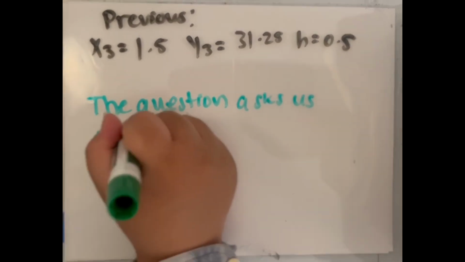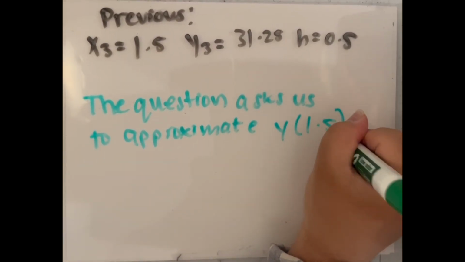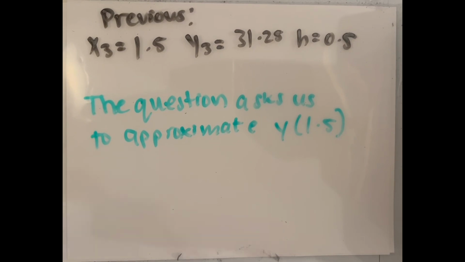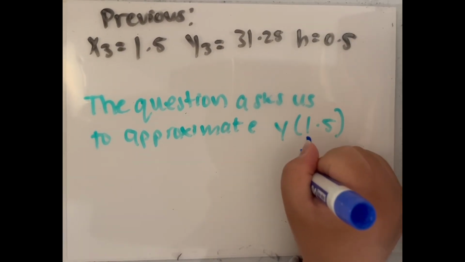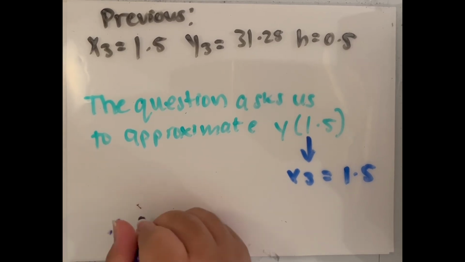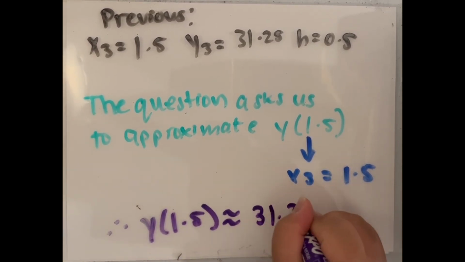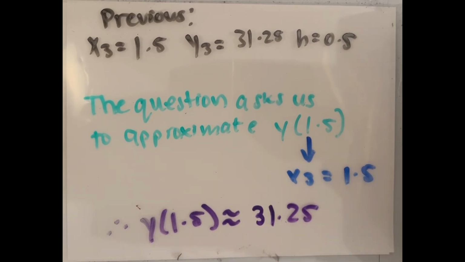Going back to the question, it asks us to approximate the value of y of 1.5. Since we know that x sub 3 is equal to 1.5 from the previous substitutions, we can determine that the value of y of 1.5 is approximately 31.25. Make sure to use the approximation symbol and not the equal symbol since it is an approximation.